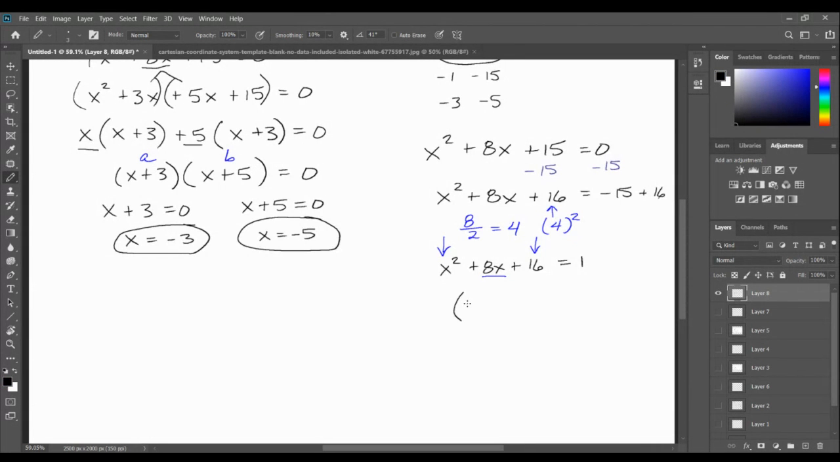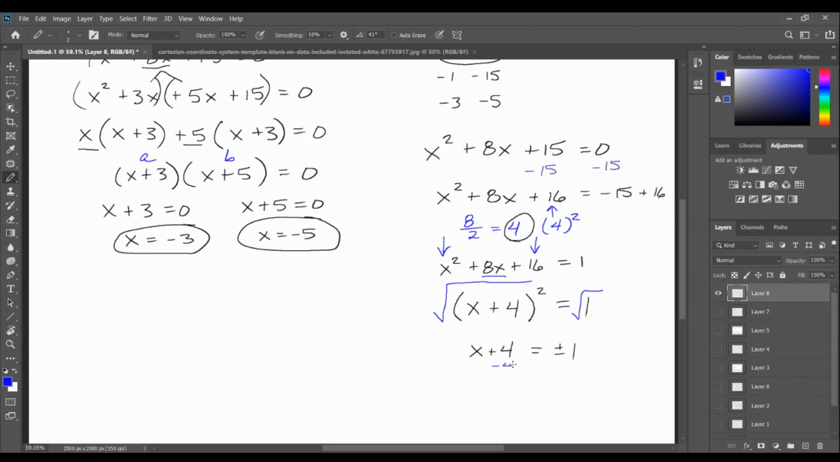And it will factor into the variable and then the middle term divided by 2, which is the square root of this last term. That whole thing quantity squared. That equals 1 in this case. Now I've got the square equals something, so I need to take the square root of both sides. Because the square root of a perfect square is just the base of the square. Square root of 1 is plus or minus 1.